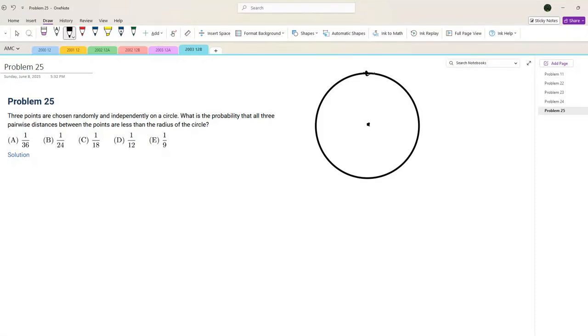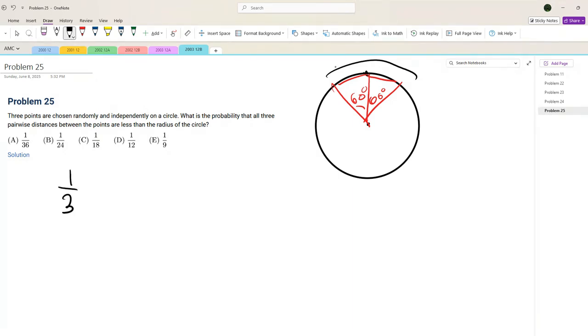So we can fix one point arbitrarily, so we don't have to consider the probability for that. And the second point has to be within a radius of this point. And we know that that will form a 60-degree arc with the center. And it can go in either direction. So the second point can be anywhere on 1/3 of the circle. So it has a 1/3 chance.